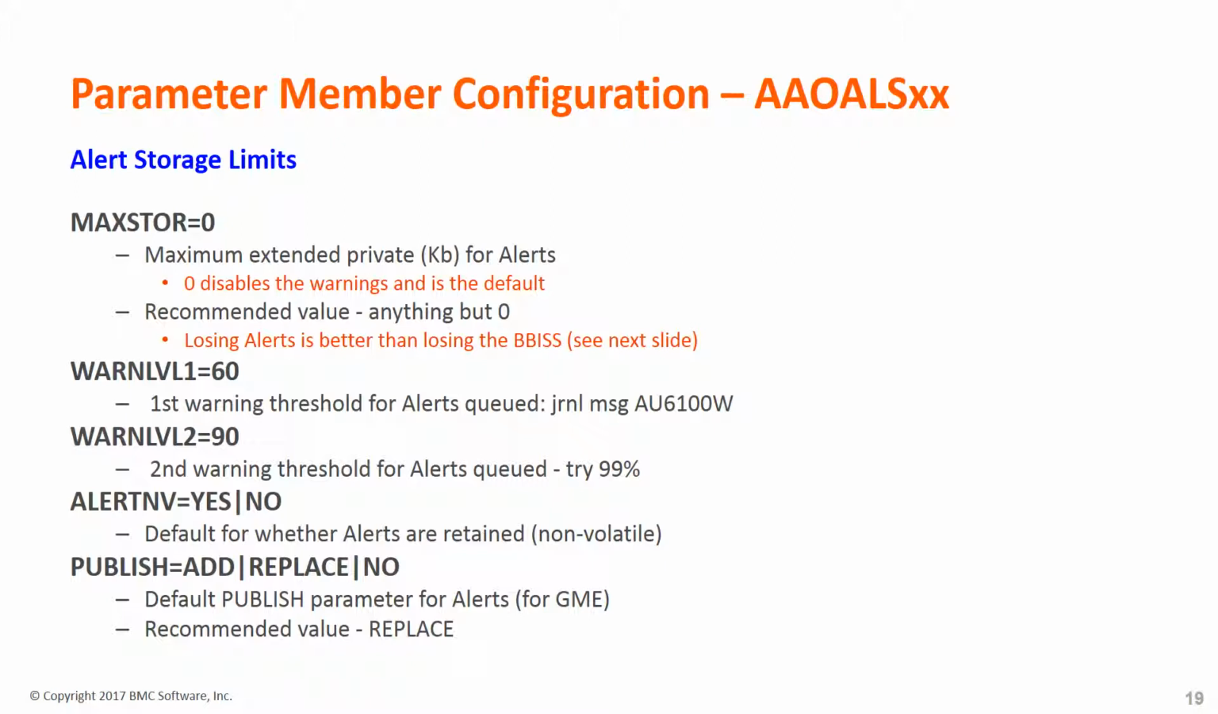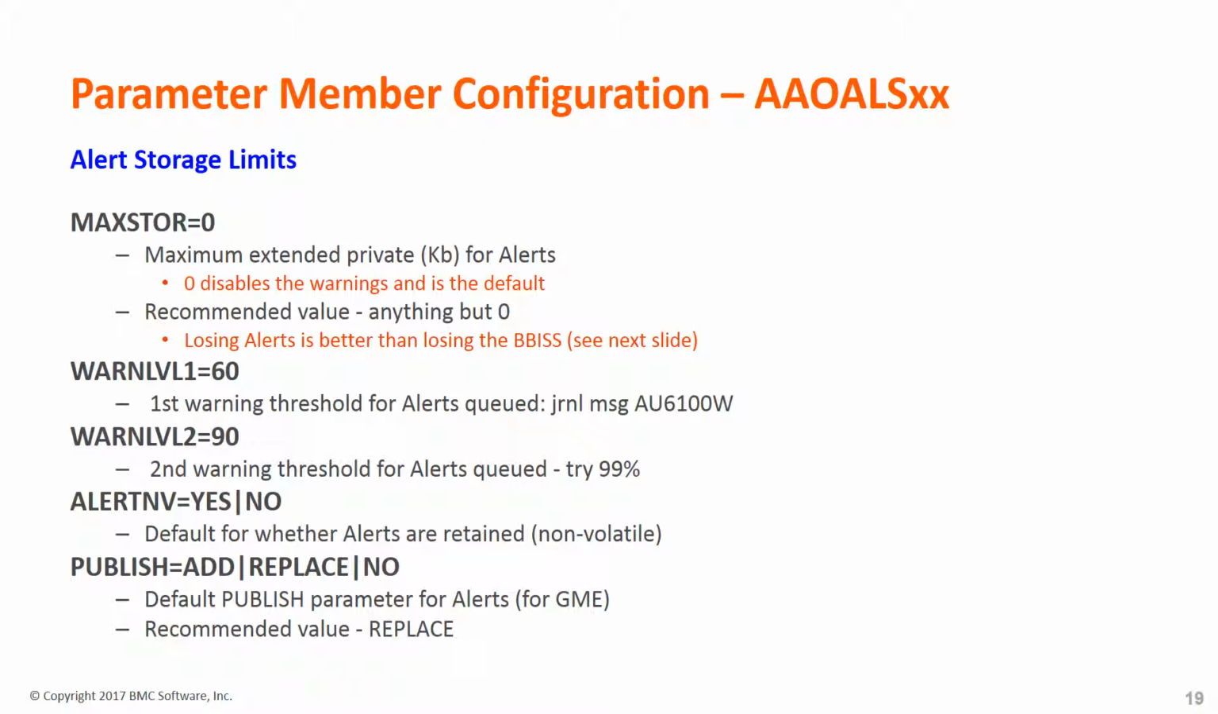UBBPARM member AAOALS contains parameters related to processing alerts. The first is MAXSTORE, and this is where we set the value that defines the maximum extended private that we can use for our alerts. We do suggest that you set this to some value. If you don't have anything to start with, I would suggest 128 as a starting point. If you're going to have lots and lots of alerts, maybe you want to go 512, but 128 should be plenty. You can also specify warning levels for when the alert queues are getting full.